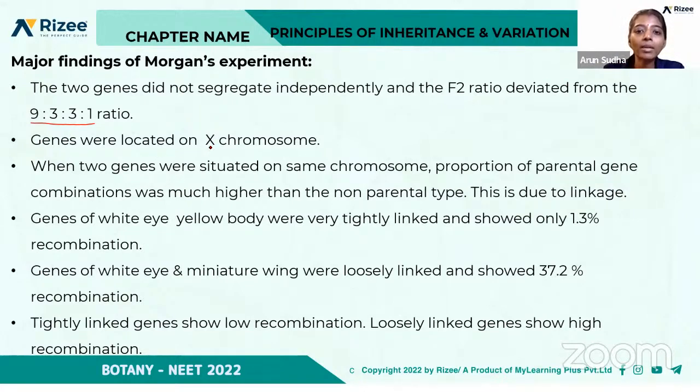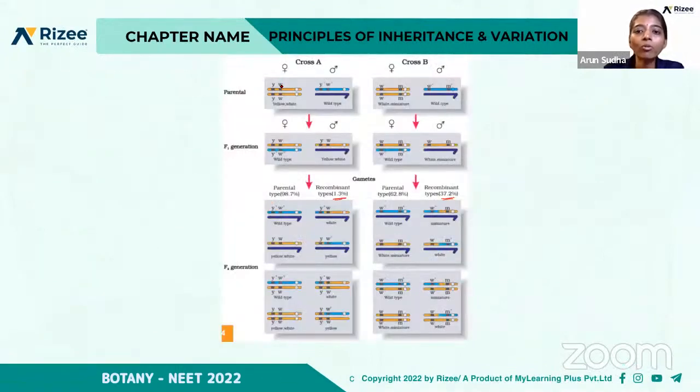The genes were located on the X chromosome, and when two genes are situated on the same chromosome, the proportion of the parental gene combinations was much higher than the non-parental type, and this is due to linkage. So what do you mean? If you see cross A, here they are found closer together, but in the case of cross B, they are found somewhat separated, right? The distance is higher compared to that of cross A.